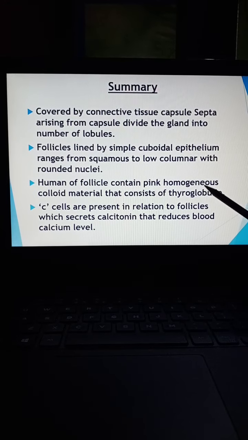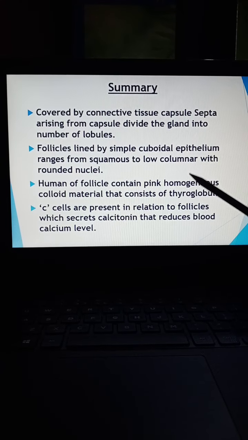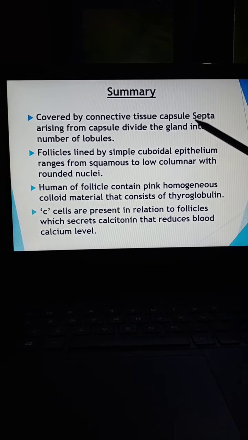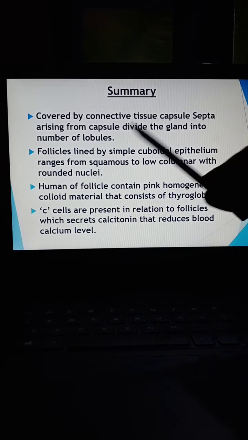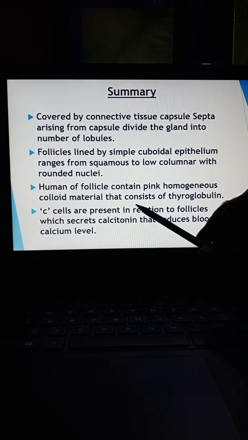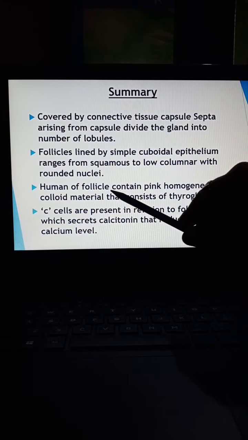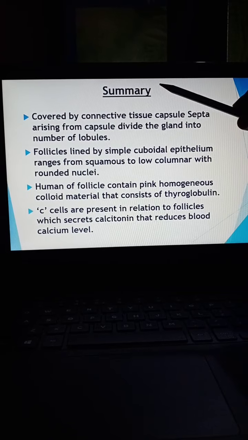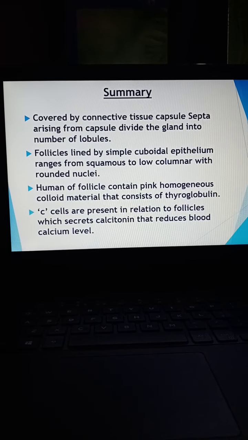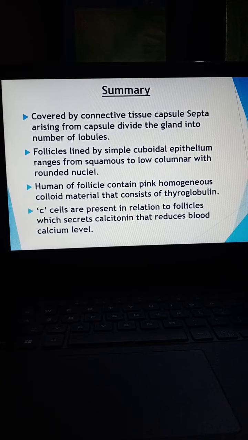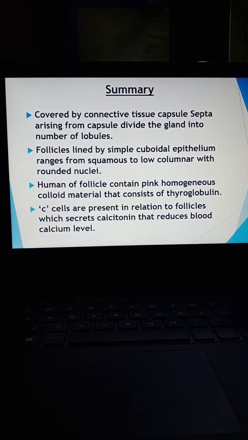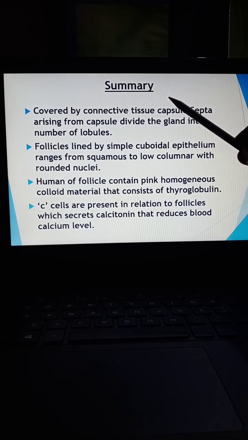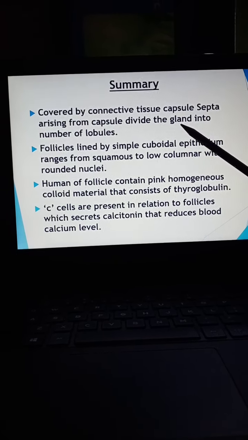In this, you must know the synthesis of thyroglobulin as well as the synthesis of thyroid hormone. We have seen this in the flow chart. Next, C cells, which are present in relation to the follicle, secrete calcitonin that reduces blood calcium level. So, in short, when you want to summarize this topic, you must know about the connective tissue covering this lobe of the gland, each part of the thyroid gland, then forming the septa, and the follicles present in it.